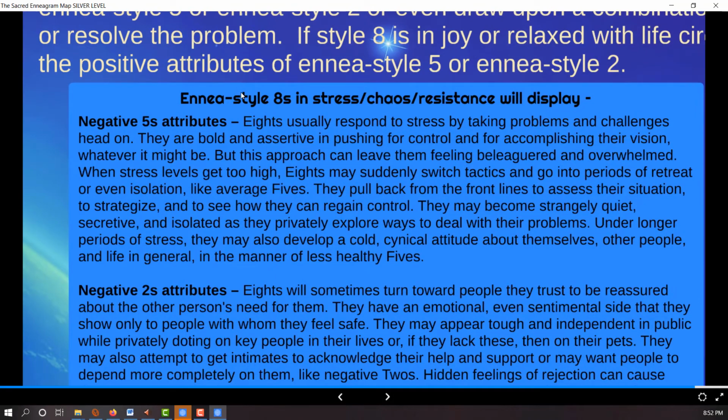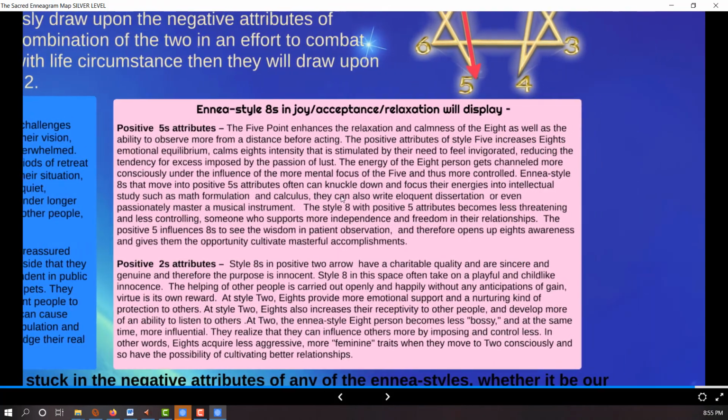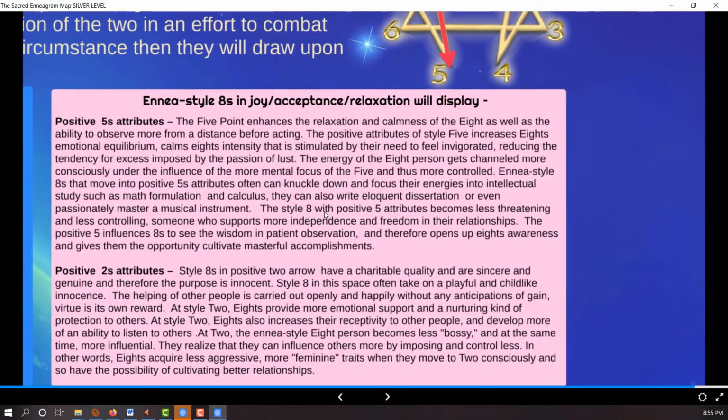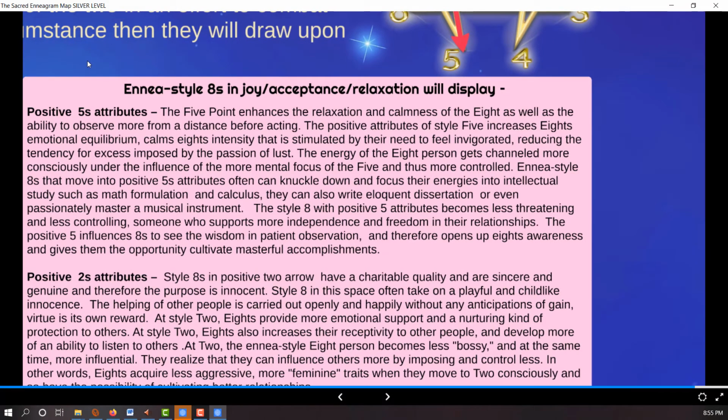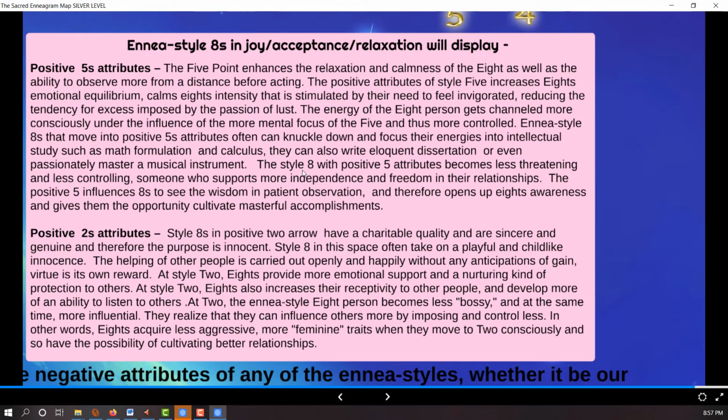Enneagram Type 8 and E-Style 8 in stress, chaos, resistance will display these negative attributes. So negative Enneagram 5 attributes and negative Type 2 attributes. Now moving over, when Enneagram Type 8 is in joy, acceptance and relaxation, they will draw upon the positive attributes of 5. And when Enneagram Type 8 draws upon the positive 2 attributes, Style 8s in positive 2 arrow movements have a charitable quality and are sincere and genuine, and therefore the purpose is innocent.